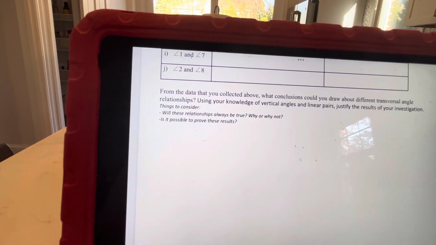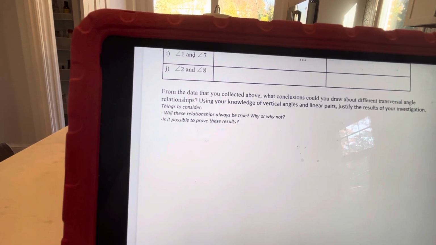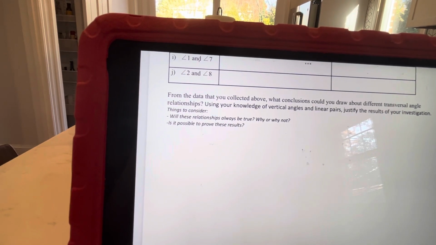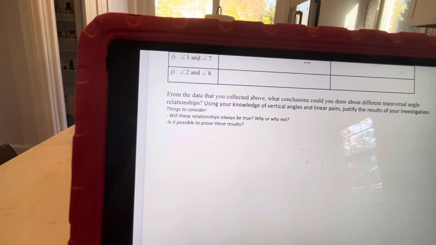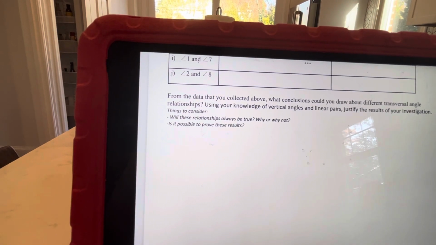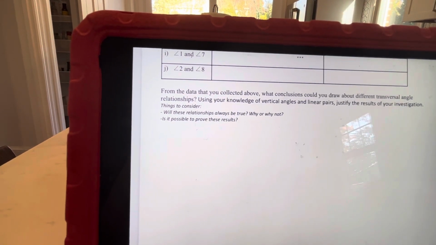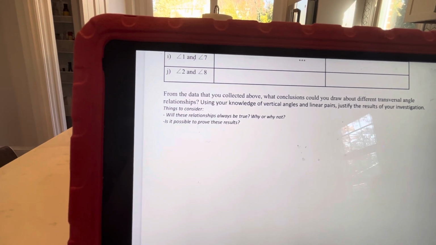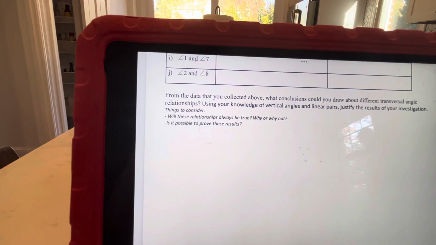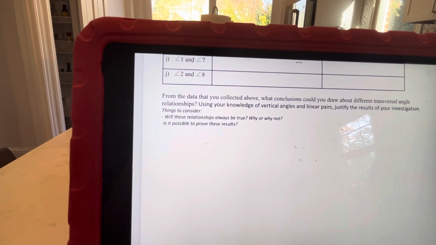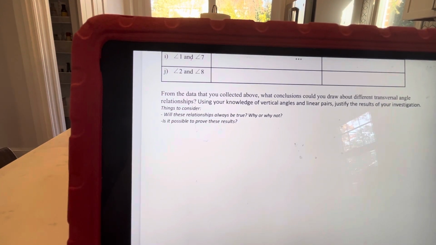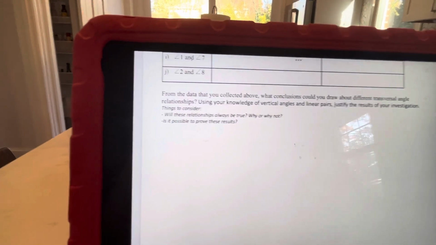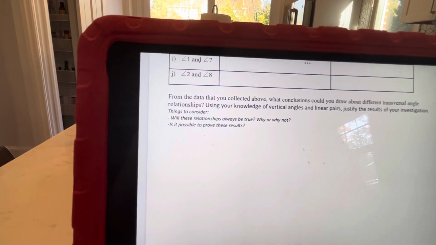I am not looking for a proof here, not looking for a formal proof here. We'll do a proof later on all these. We don't have to worry about that. But moreover, I'm looking for kind of a plan. What kind of things would you use to justify the conclusions that you've drawn? What do you know to be true about angles, and how does that impact your conclusions?